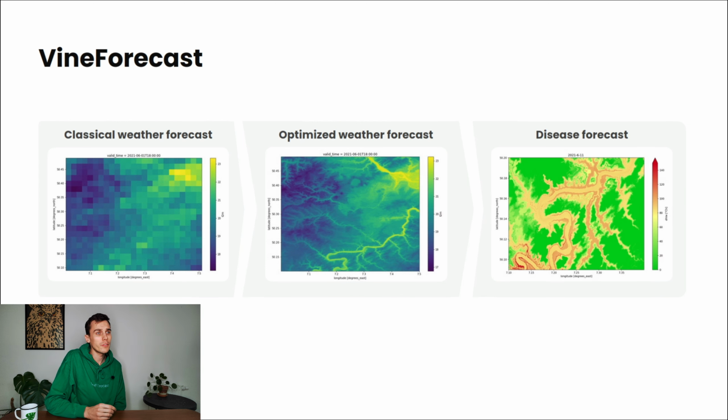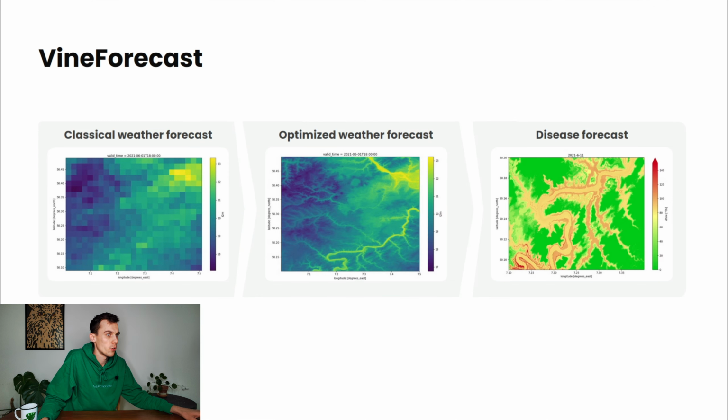At the basis, VineForecast uses standard weather forecasts such as those produced by the German Weather Service, the British Met Office or Meteo France. These forecasts are based on computer models of the atmosphere. The models are initially fed with information about the current state of the atmosphere. This includes data from weather stations, satellites or airplanes. Subsequently, physical laws are used to calculate how the weather will develop in the future.